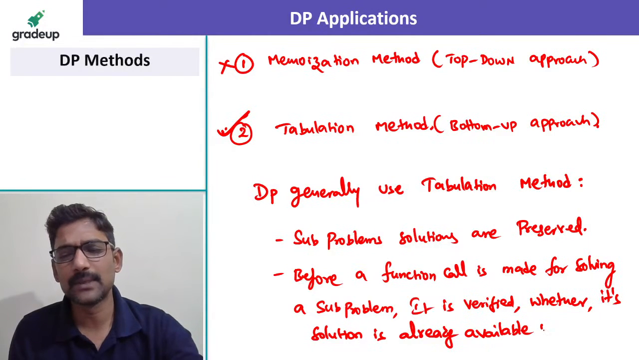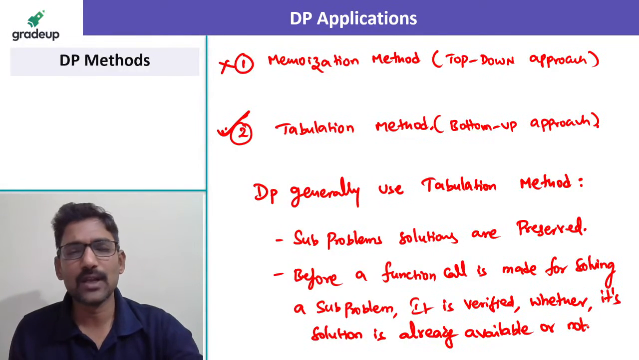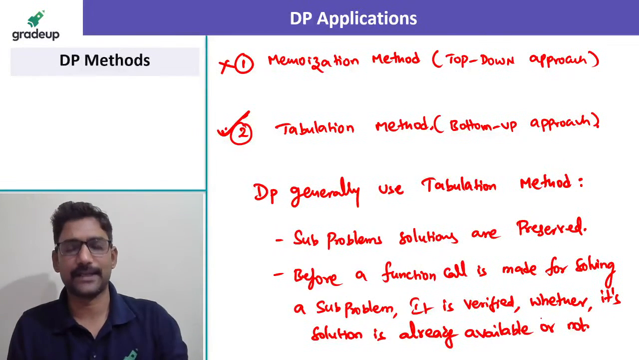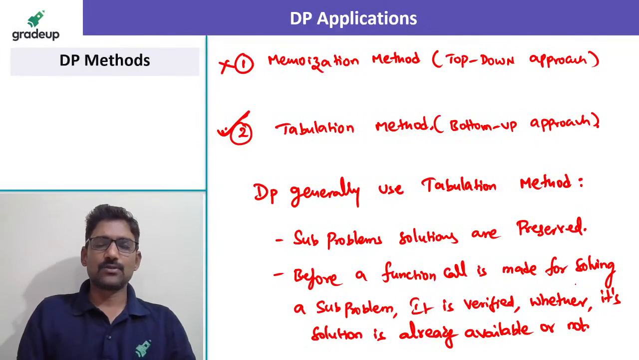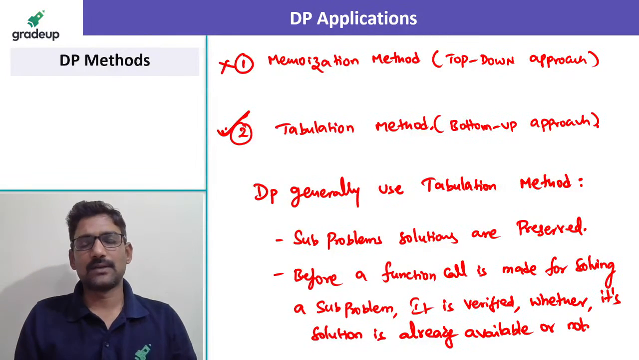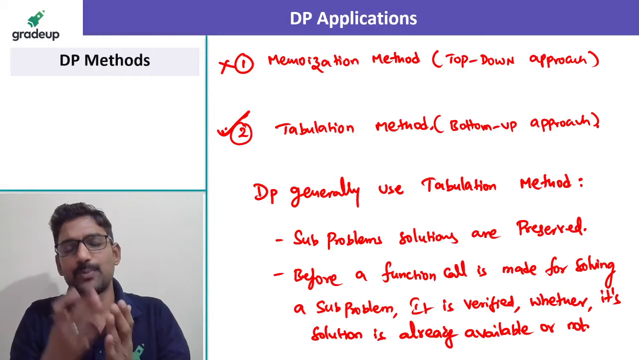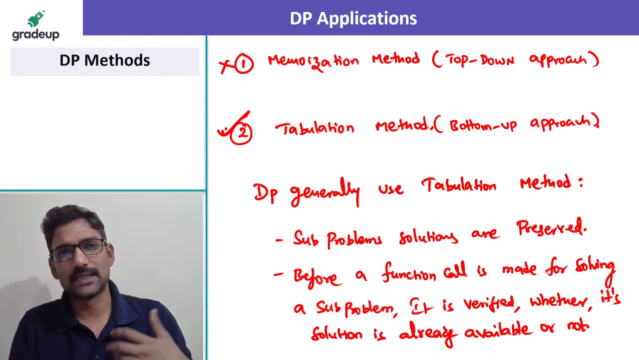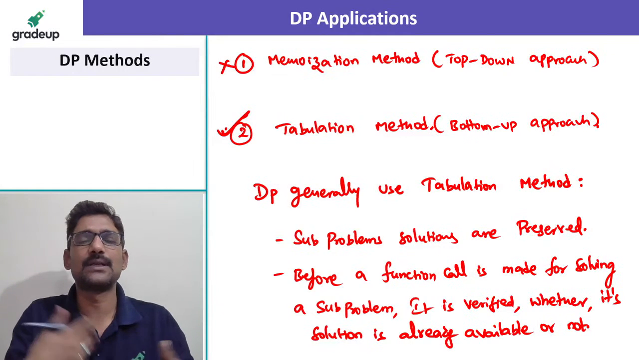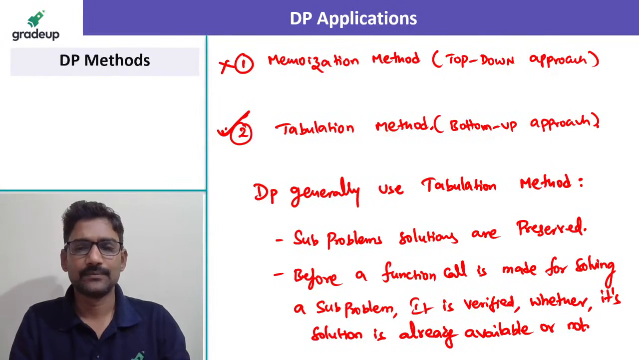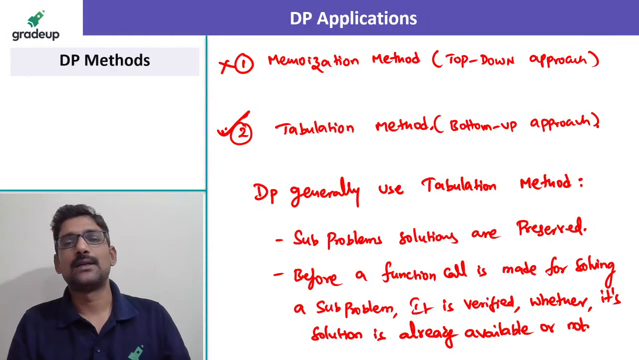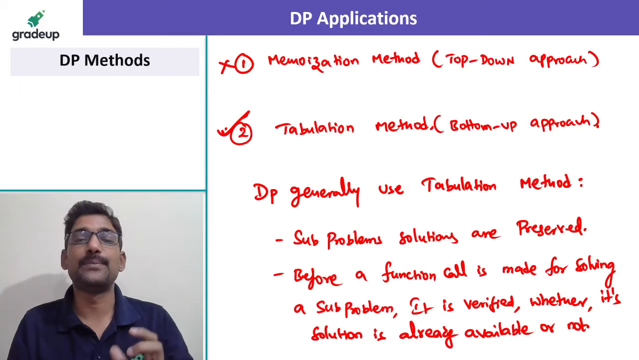If it is available, what is the need to call again? Calling means the function is performed again, computed again. So we can save that time. Whatever output you are expecting, or whatever result you will be calculating, if it is already calculated, what is the need to do it again? That is the basic idea behind this dynamic programming tabulation method.